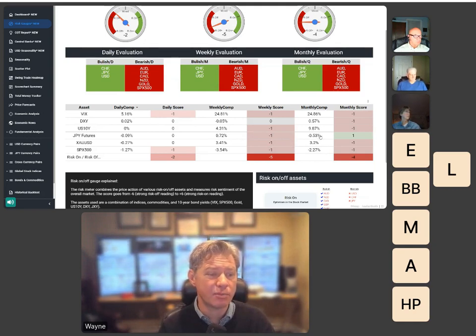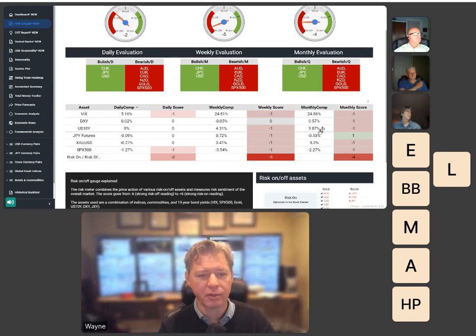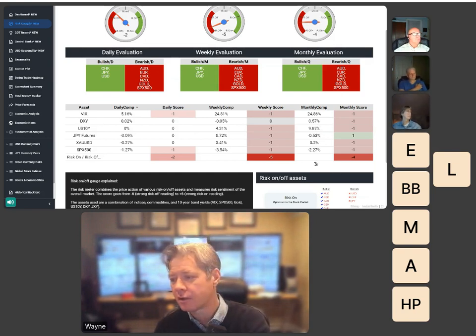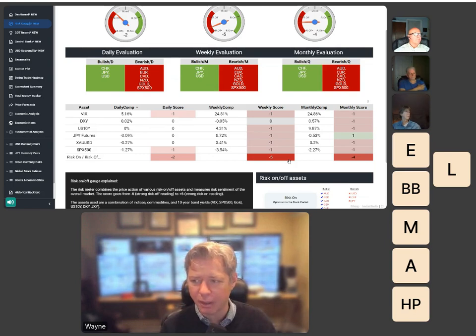Okay, the yen is a bit weak over the month. Okay, and that's unusual for bearishness. Okay, yields are up on the 10-year, very bearish. Remember, if yields are up, nobody's buying the bond market. Bonds are falling. Okay.